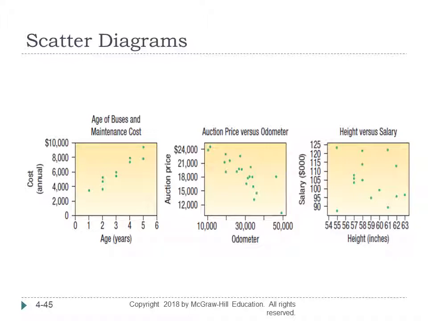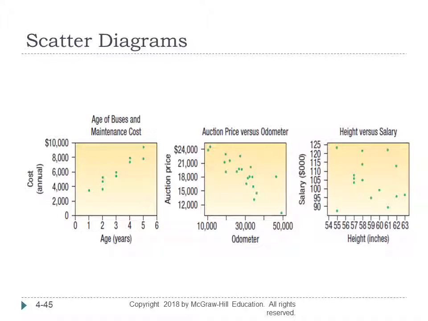Of course, if the odometer is low, that means the car was not used much. It will get you a higher price. This is an inverse relationship. If you look at the graph, as you move from left to right, the graph drops. That means the higher the odometer reading, the less the auction price will be. So this is an inverse relationship or a negative relationship for this example.